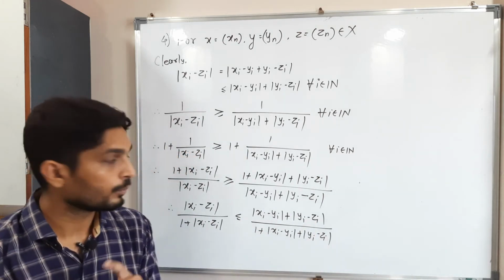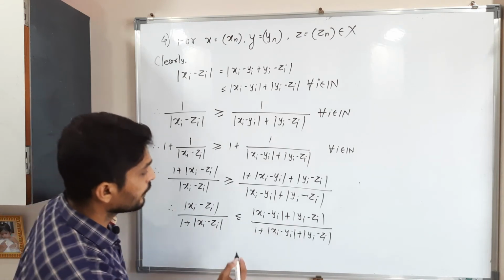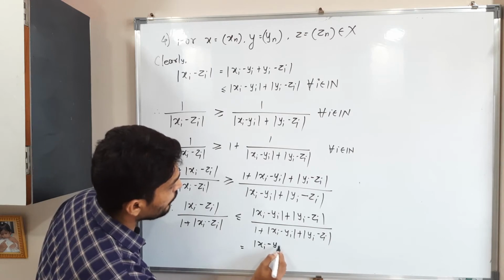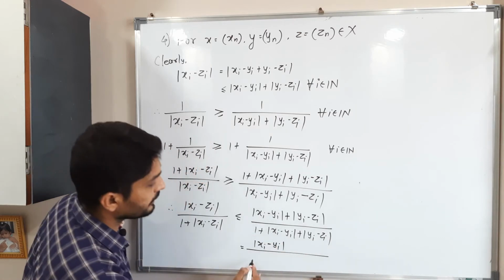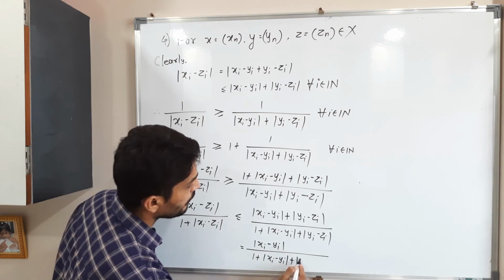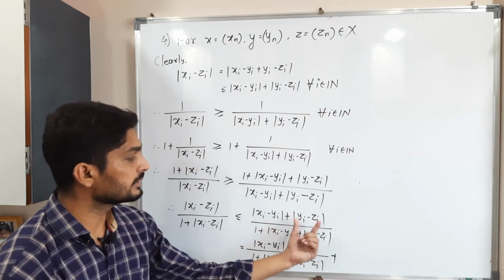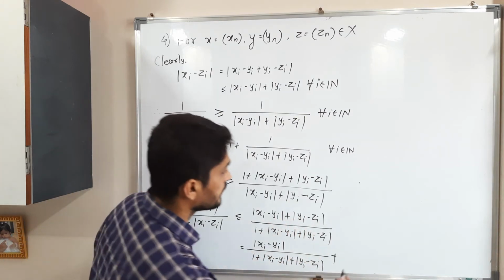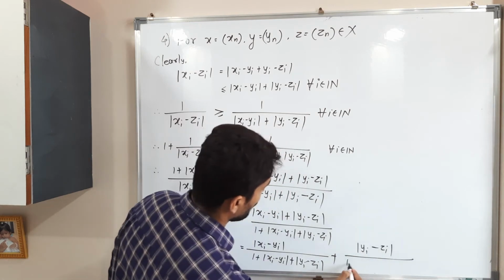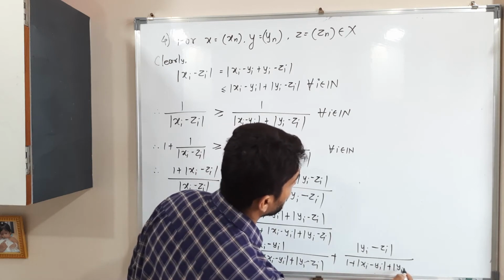After that, what I'm going to do is divide separately. If I divide separately, what can I write? So this is equal to mod xi minus yi divided by the whole denominator, 1 plus mod xi minus yi plus mod yi minus zi, plus now this term upon the whole denominator, that means mod yi minus zi divided by 1 plus mod xi minus yi plus mod yi minus zi.